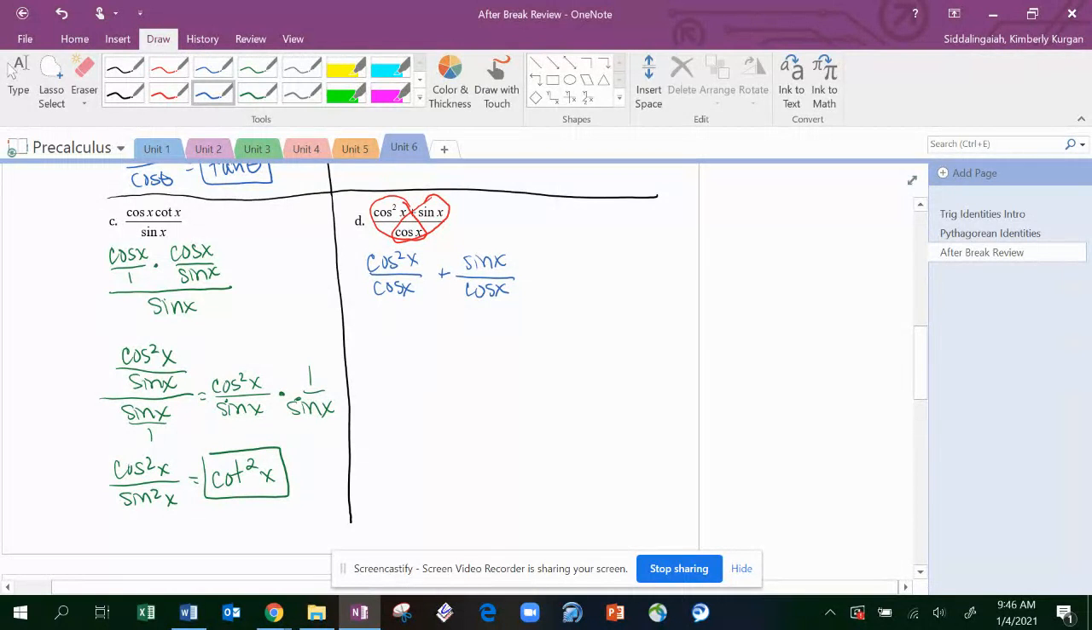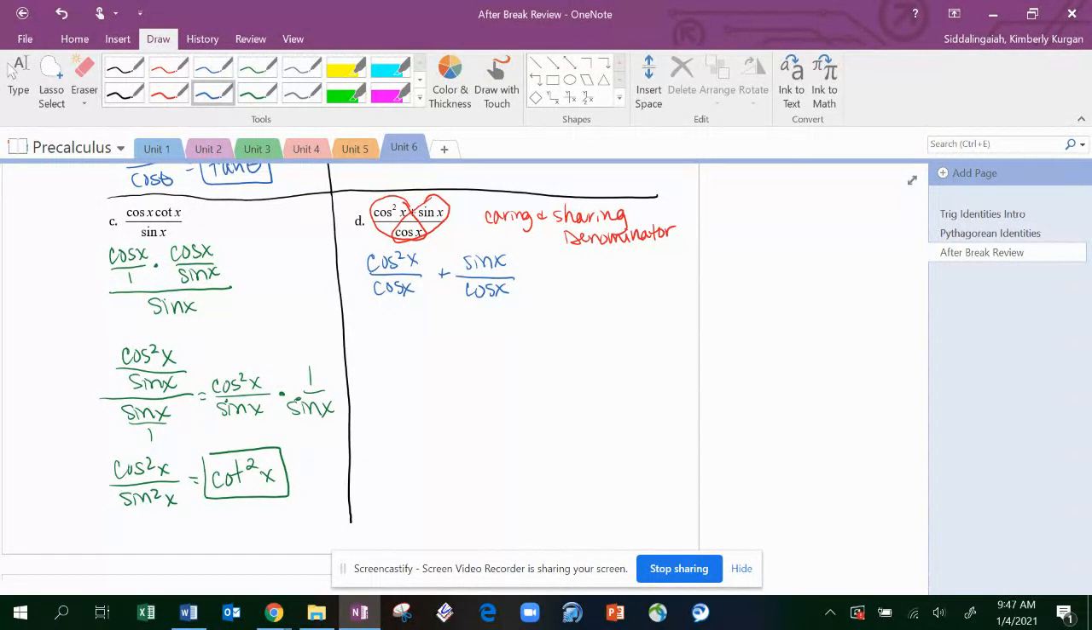So I have cosine squared x over cosine plus sine x over cosine. So that's the caring and sharing denominator. By the way, there is no caring and sharing numerator. It wouldn't make a heart, first of all, but it just doesn't happen. You can only care and share with the denominator.